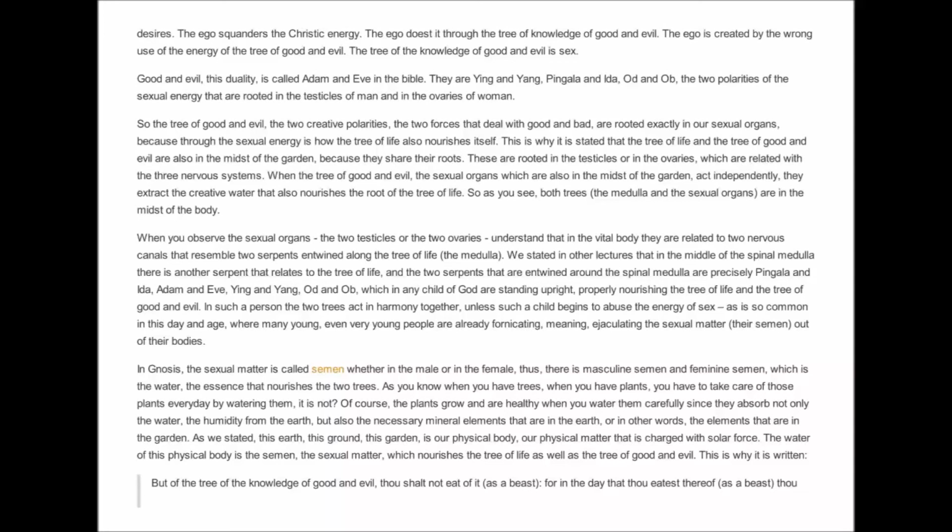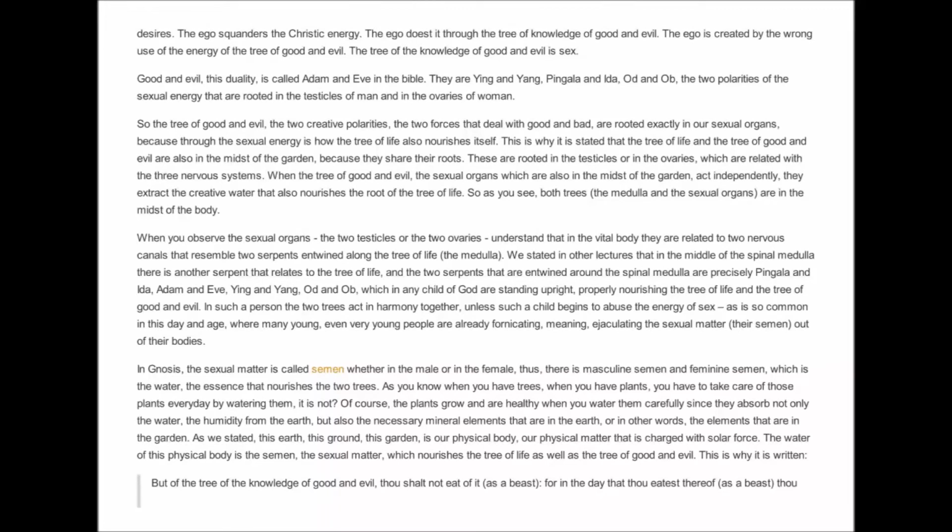Because the ego appears and is created through the knowledge, the tree of knowledge of good and evil. This tree of knowledge of good and evil, as we explain, are called Adam and Eve in the Bible. Yin Yang, Ida Pingala, Ob and Od, the two polarities of the sexual energy that are rooted in the testicles and the ovaries in the woman.